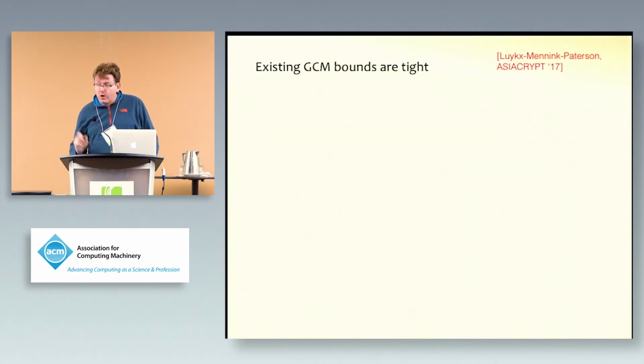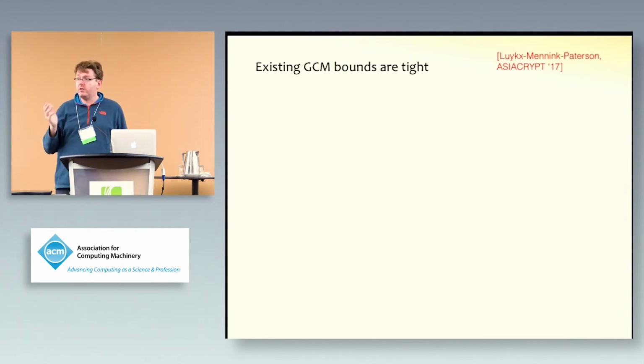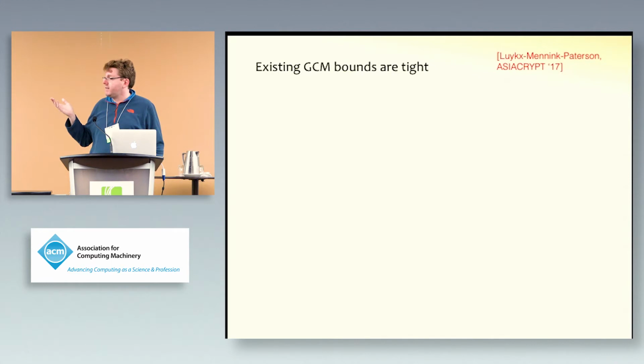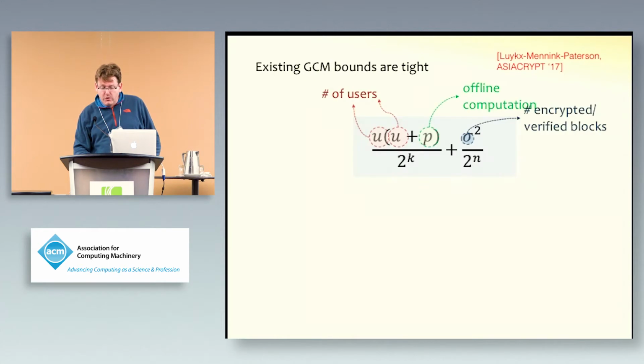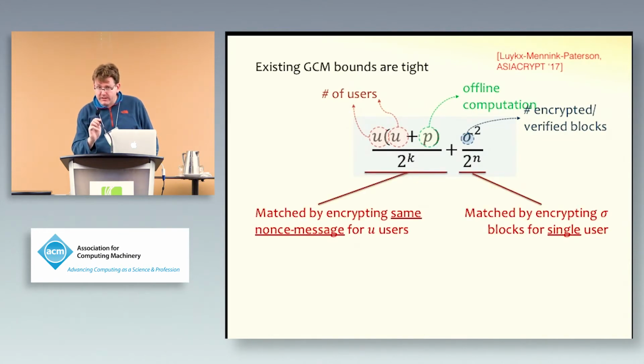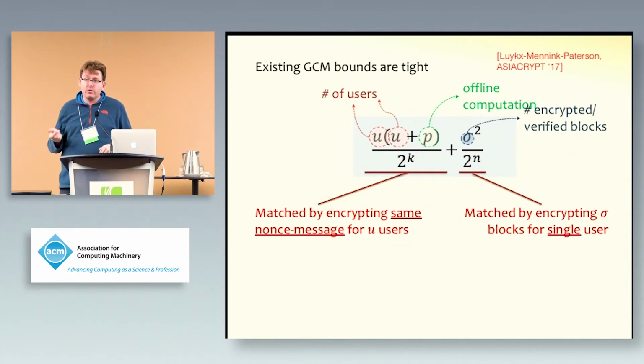In particular here, I want to make a very important point. Namely that the previous work, the work by Luykx et al., gives a bound for GCM that is actually tight with respect to the type of parameters they're looking at. So the bound we've seen before is tight. And if we look at why it is tight, we'll see that the different terms are matched by different attacks. The first term is essentially matched by an attack where you re-encrypt the same message, which is same nonce for different users. The second term is matched by an attack where you encrypt sigma blocks for one individual user.